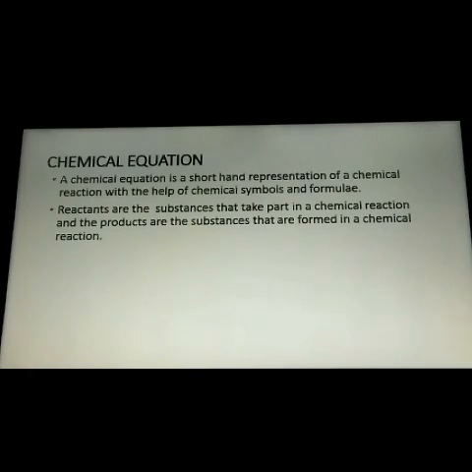And next one, chemical equation. A chemical equation is a shorthand representation of a chemical reaction with the help of chemical symbols and formulae. And it has two components. One is the reactant and the second one is the product. Reactants are the substances that take part in a chemical reaction, and the products are the substances that are formed in a chemical reaction.